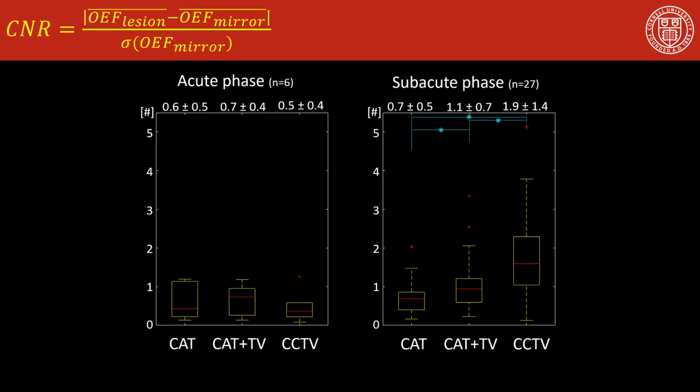To measure detectability of lesion OEF abnormality, we measure the contrast to noise ratio, CNR, between the lesion and its corresponding unaffected contralateral side, assuming the OEF variation within the contralateral side originates from noise. As shown in cyan blue, CCTV provides significantly greater OEF CNR in the subacute phase than CAT and CAT plus TV. This suggests better lesion OEF abnormality detection with CCTV.